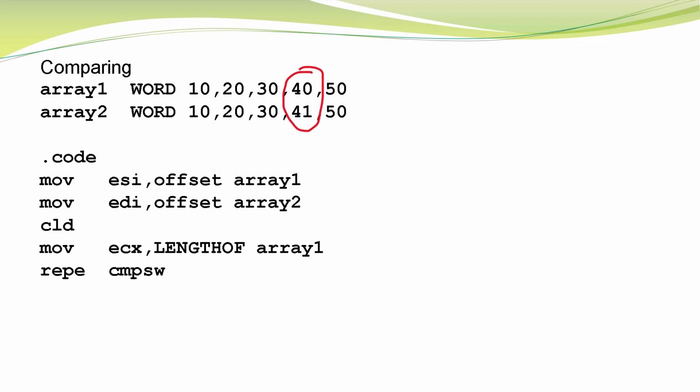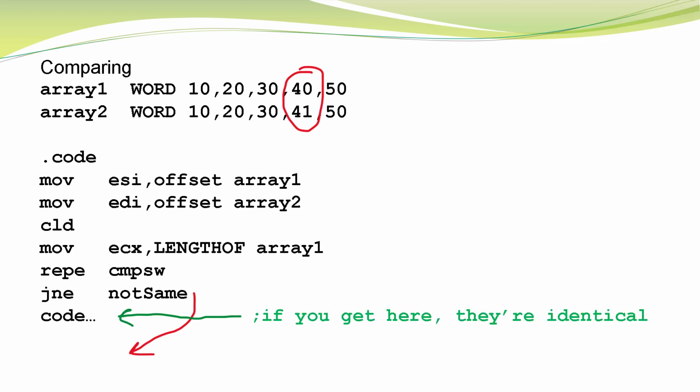Since there was a mismatch, we want to jump to whatever code deals with two different arrays. But if there was no mismatch, we don't take that jump. Instead, we're going to execute the code for when the arrays are identical.